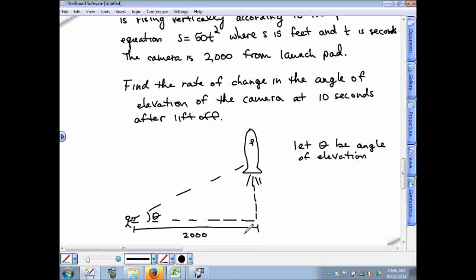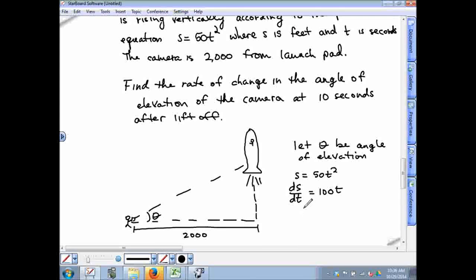Did they give us the speed of the rocket? They gave us a position function. Now think back to some of your physics classes. If you have a position function, the velocity is the derivative of the position function, exactly. So s equals 50t squared, so ds/dt is 100t, right? Yes, that's the velocity.